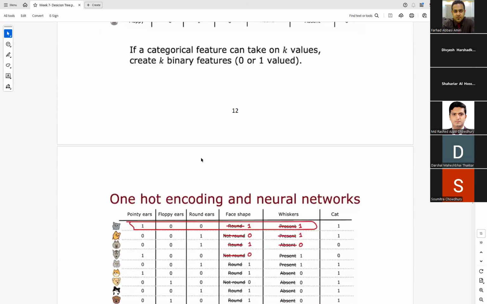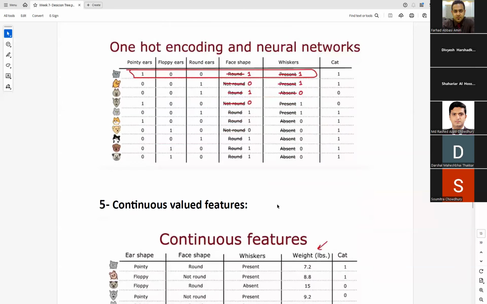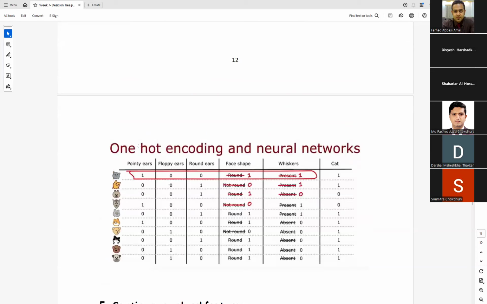In the next step, we can also change the categorical values of these two columns to 0 and 1, because they have 2 possibilities. For example, for the face shape, we have 2 possibilities: round, not round. Let's allocate 1 to round and 0 to not round, and then we can just change the categorical value to a numerical value. The same thing for the whiskers. And then this is the final data table that we have, all in numbers. So this is one hot encoding.